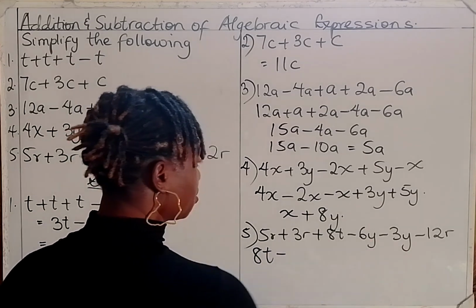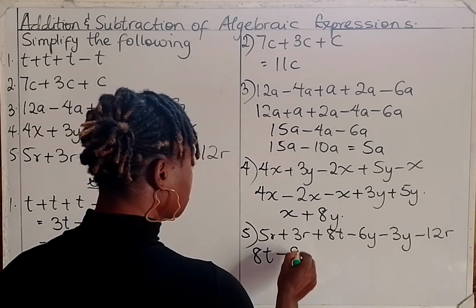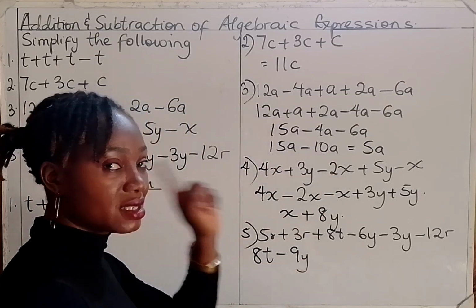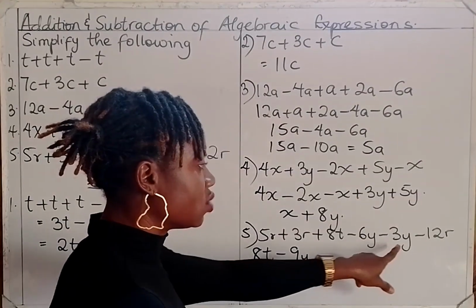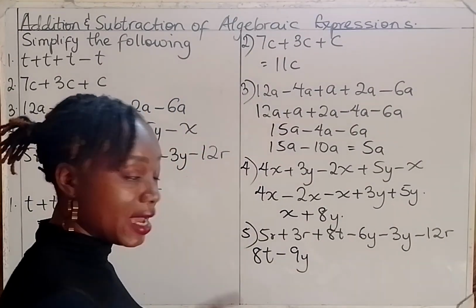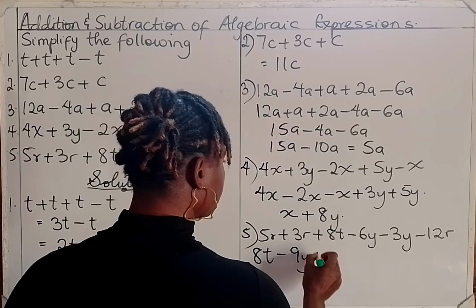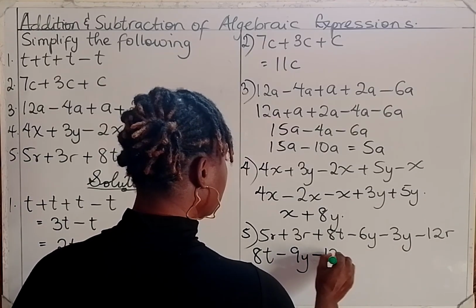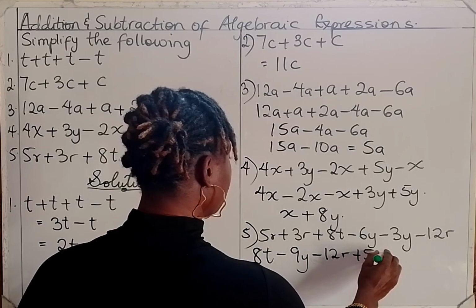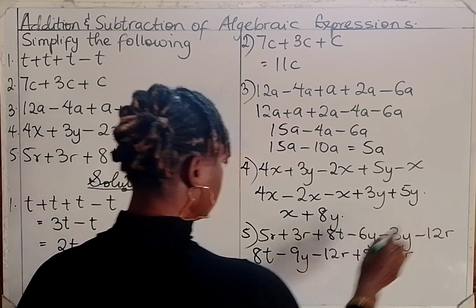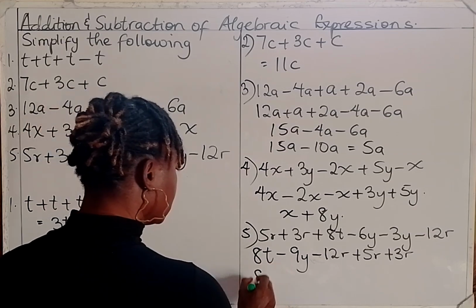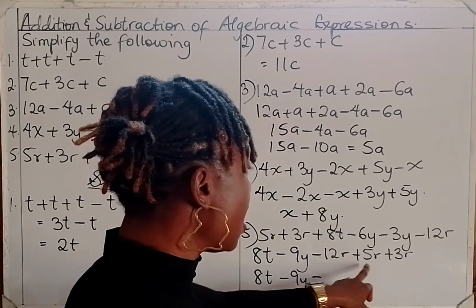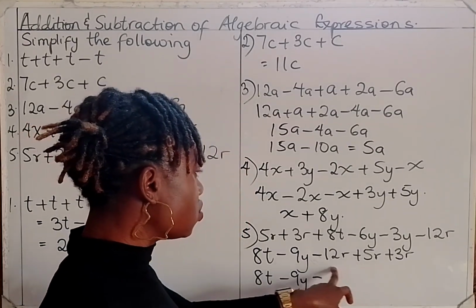Then minus 6y minus 3y gives us what? Minus 9y. Remember, from here I said you're going to add the numbers, but take the sign of the bigger number. Minus 6y minus 3y equals what? Minus 9y. Then we have minus 12r plus 5r plus 3r. Okay, from here we still have 8t minus 9y. Minus 12r plus 5r equals what?